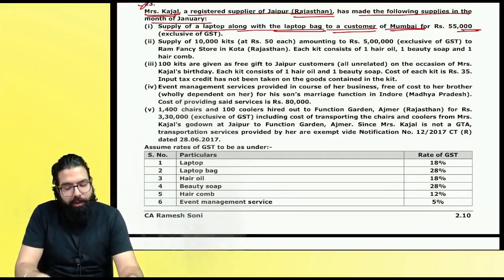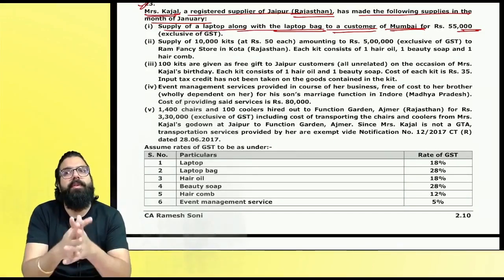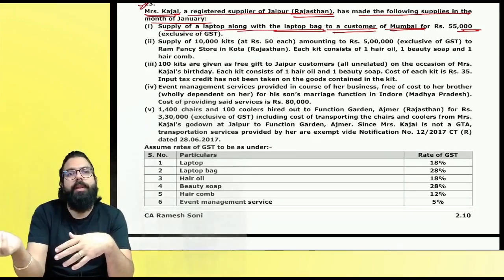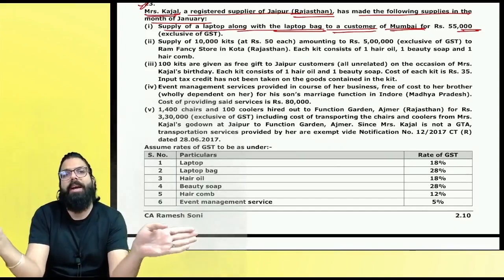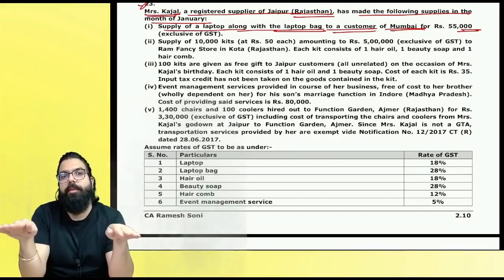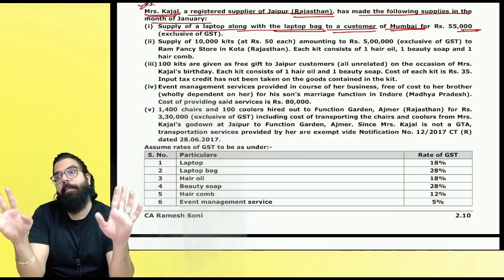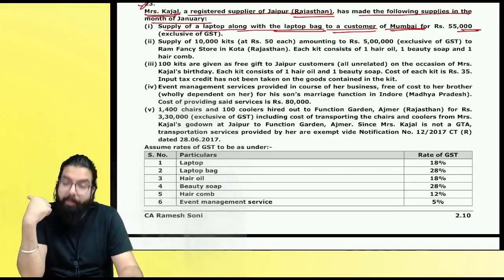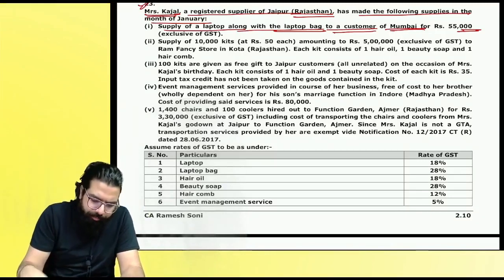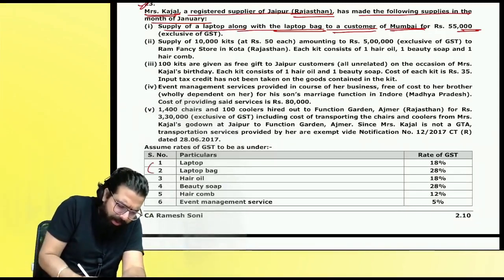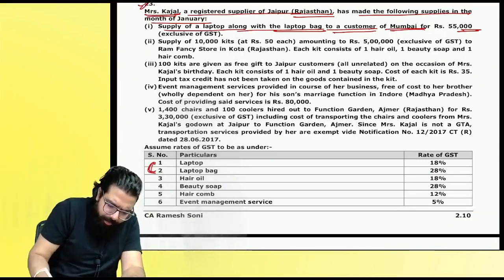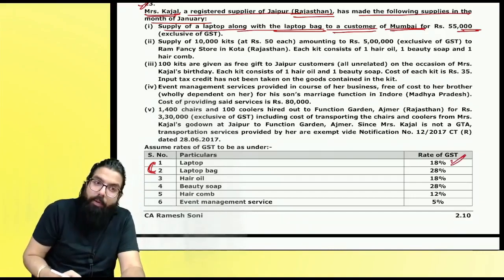You went to Apple. Apple told you, sir, the laptop is 50,000. If you want the bag also, we don't give the bag together; if you want the bag, we'll charge you 5,000 rupees. Separate supply, separate rate of GST will apply. Can I go ahead, everyone? Here, laptop and laptop bag is supplied for how much? Laptop or which rate will apply? 18%. Can I go ahead, everyone?